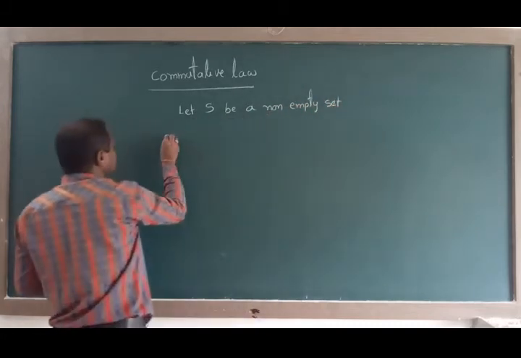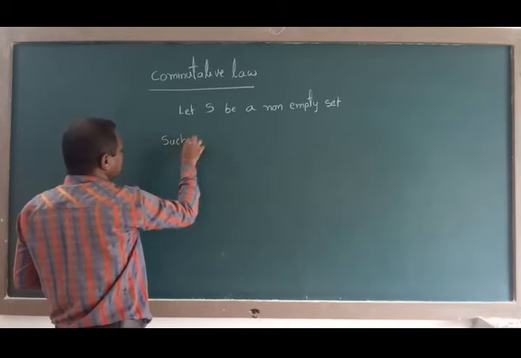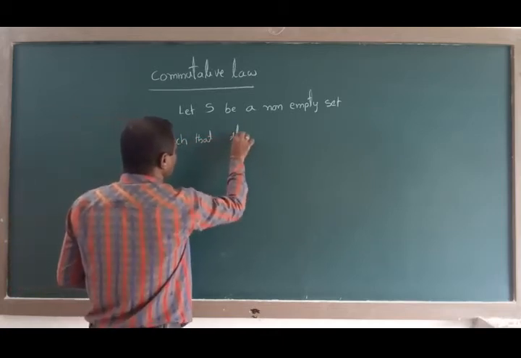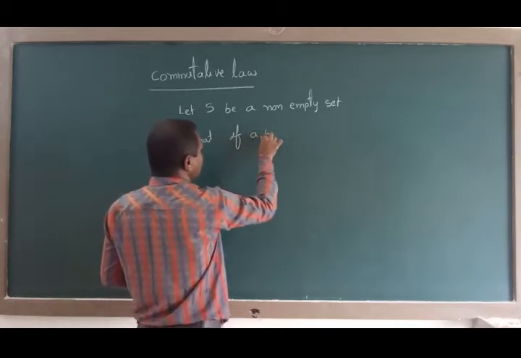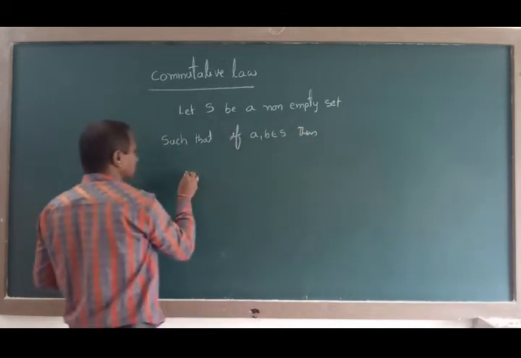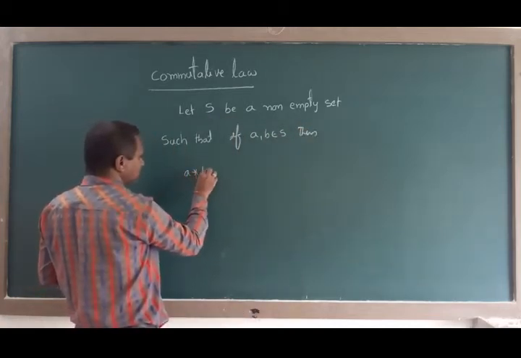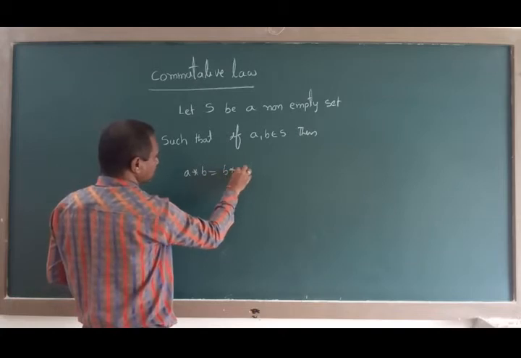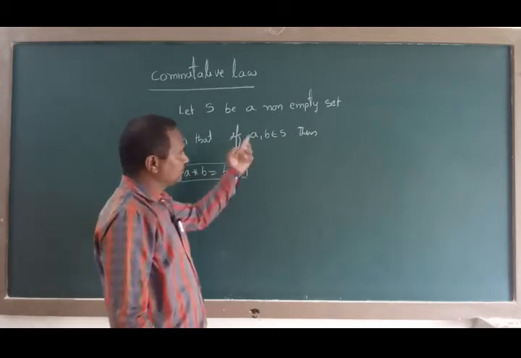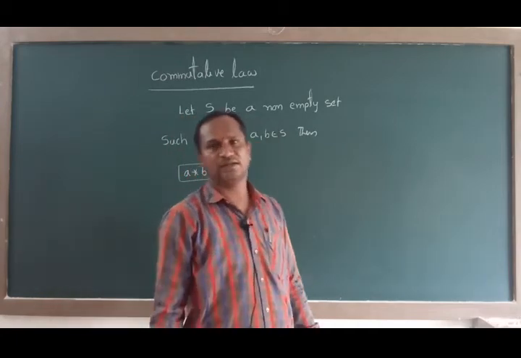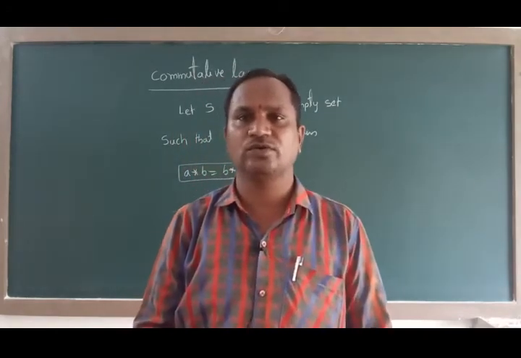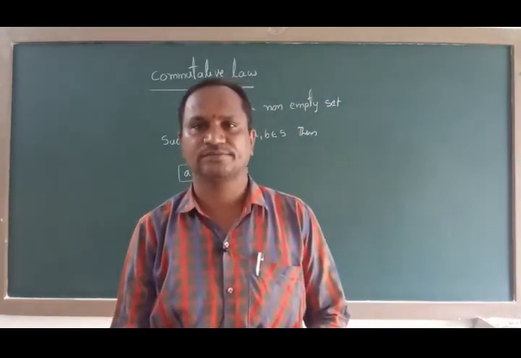Such that, if A, B belongs to capital S, then A star B is equal to B star A. So if this law is perfectly satisfied by any two elements of S, left and right, then we call that law a commutative law. A star B is equal to B star A here.